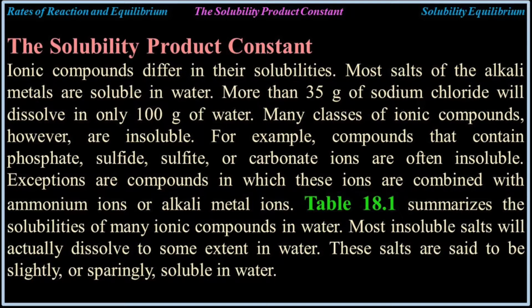Many classes of ionic compounds, however, are insoluble. For example, compounds that contain phosphate, sulfide, sulfite, or carbonate ions are often insoluble. Exceptions are compounds in which these ions are combined with ammonium ions or alkali metal ions. Table 18.1 summarizes the solubilities of many ionic compounds in water. Most insoluble salts will actually dissolve to some extent in water. These salts are said to be slightly or sparingly soluble in water.